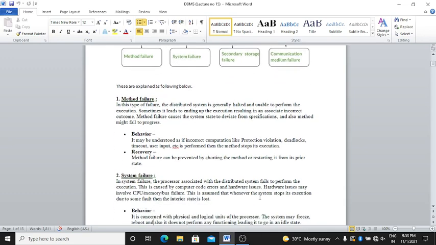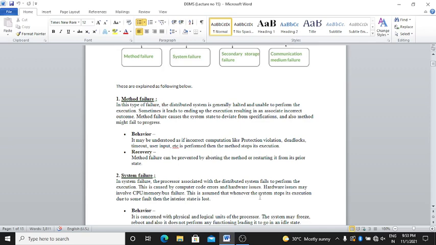In that there is behavior and recovery. Behavior: it may be understood as incorrect computation like protection violation, deadlock, timeout, user input, etc. is performed, then the method stops its execution. Second one is recovery. Method failure can be prevented by aborting the method or restarting it from its prior state.